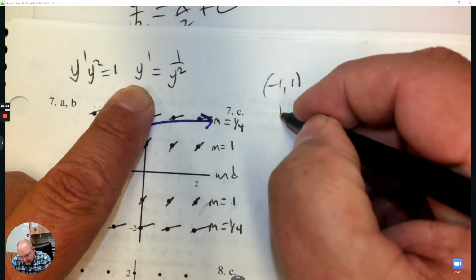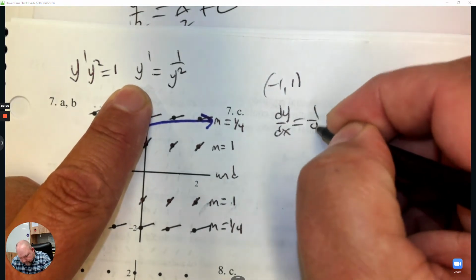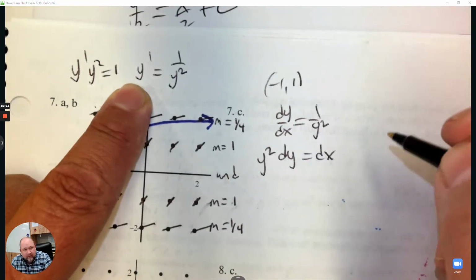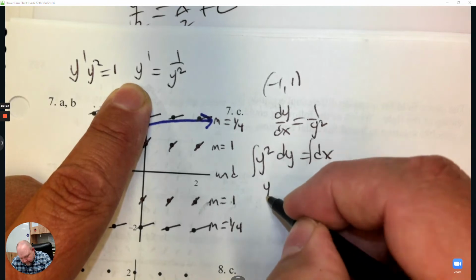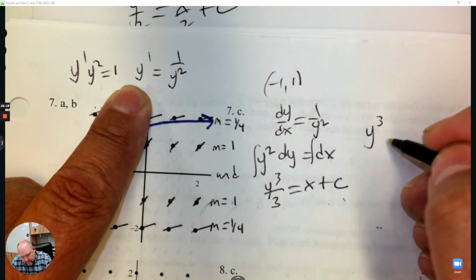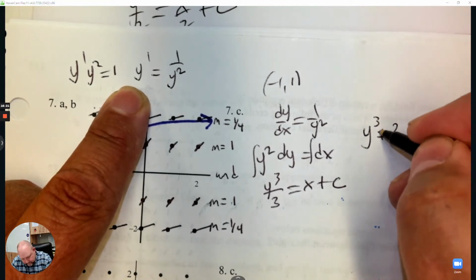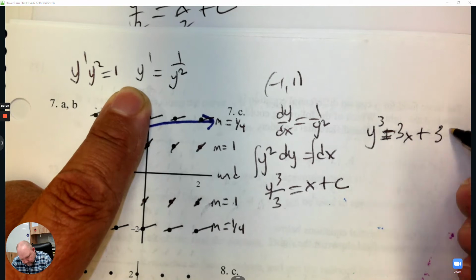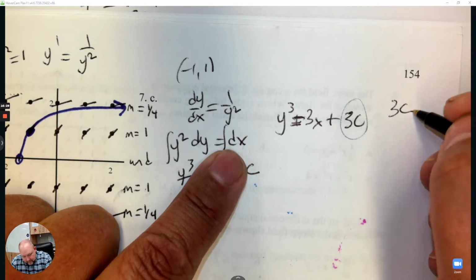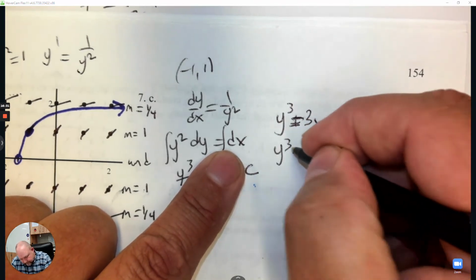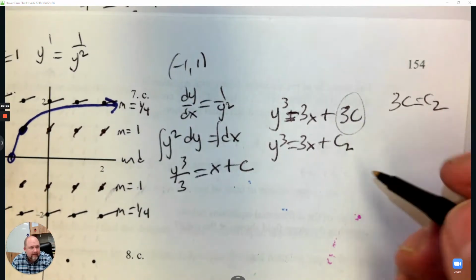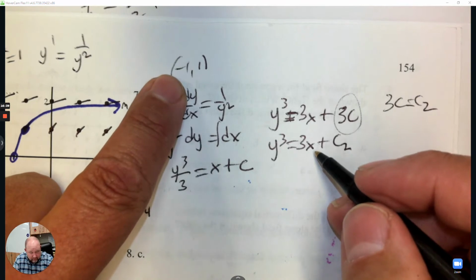So dy by dx, multiply by dx and multiply by y squared. Integrate it. Multiply by 3. We'll take that and make it a simpler constant. It's a good time to plug in -1, 1.